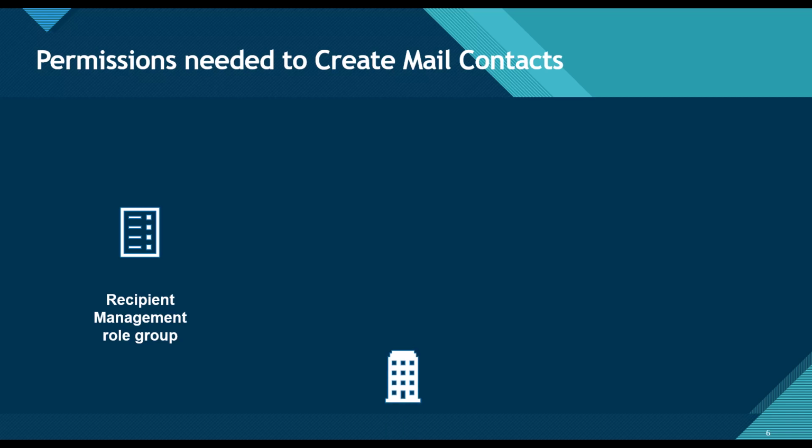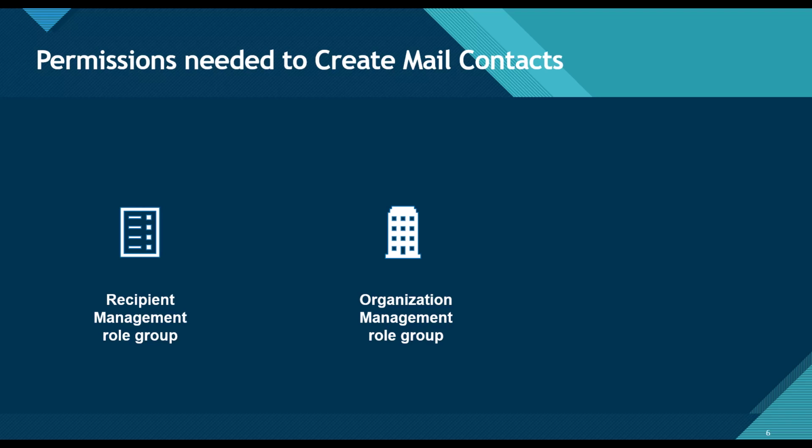The other permission that is needed is the Organization Management role group. Any user that is assigned this role group has the permission to manage all aspects of Exchange Online, including recipients, policies, and configuration settings. Then the last permission required is what we know as the Mail Recipients role. Users who are members of this role have permissions to create and manage mail contacts as well as other recipient types such as mailboxes, distribution groups, resource mailboxes, and the likes.